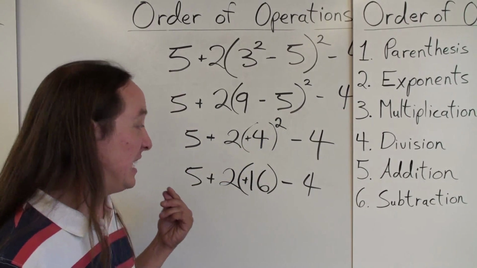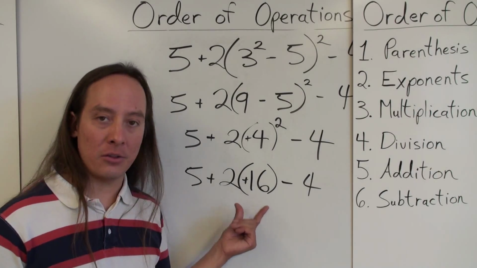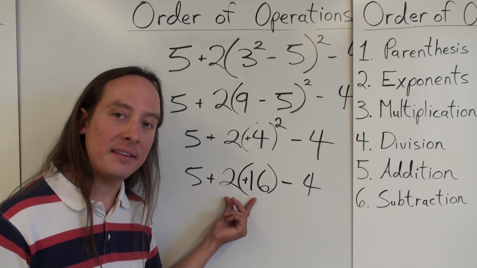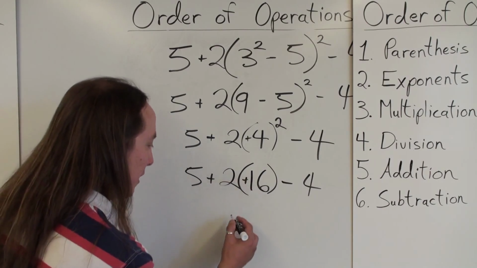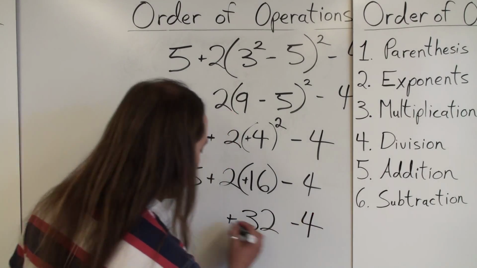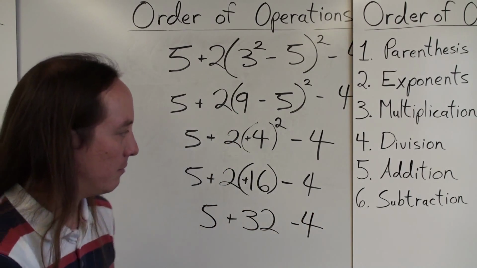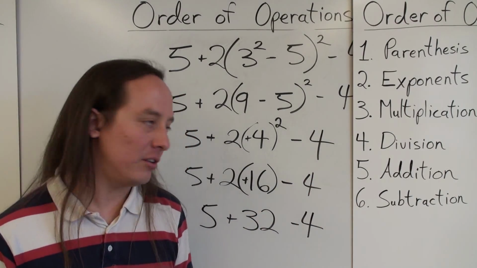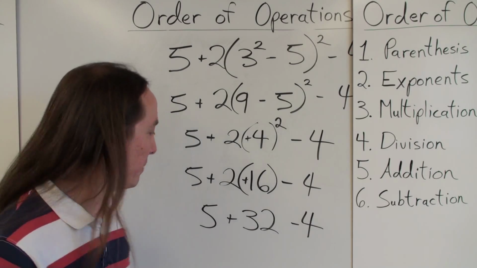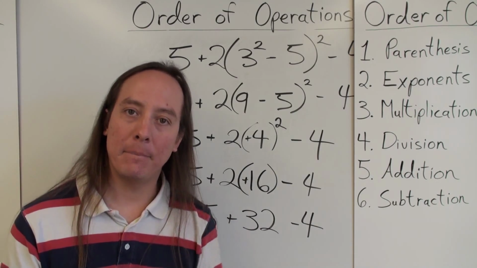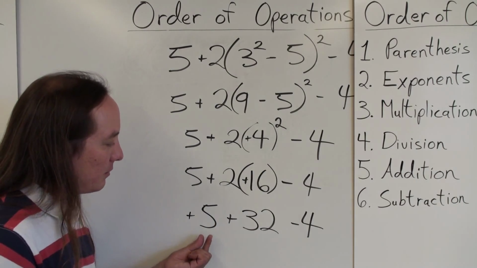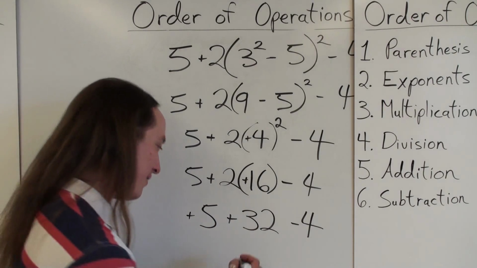Do I have multiplication? Yes, I do. I have this 2. That's the other thing that was outside the parentheses, that's what it was telling me to do. 2 times 16, I have to do that first. Positive times positive is a positive. 2 times 16 is 32. And now it's addition and subtraction. When I don't have anything else except addition and subtraction, I can just go from left to right. So 5 plus 32 is 37.